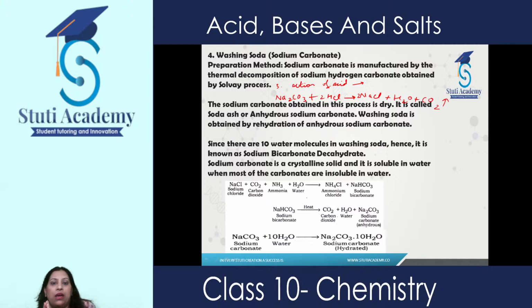So these are the effects of different substances on washing soda. First, if it is exposed to air, it loses 9 of its molecules of water. If we provide heat, it becomes anhydrous sodium carbonate. And if it reacts with acid, it results in the formation of sodium chloride, water, and carbon dioxide gas. So these are the effects of air, heat, and acid on washing soda.